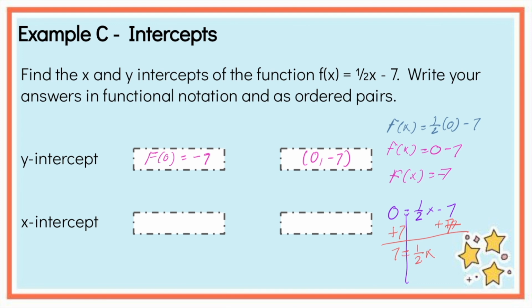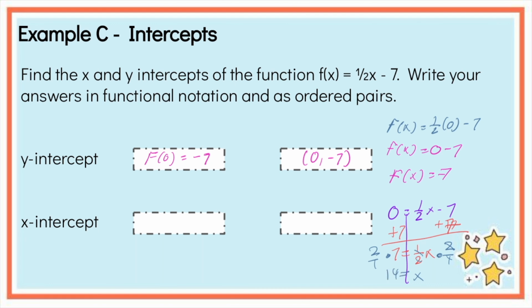And my last step is that I'm going to multiply both sides by 2/1, which is the reciprocal of 1/2. 2/1, 2/1, they're all going to cancel for x. And then 2 times 7 is going to be positive 14.